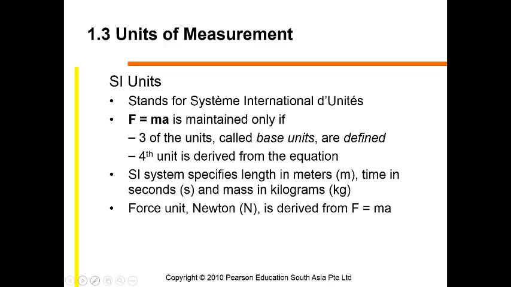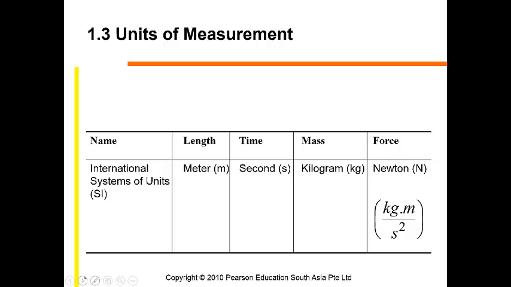SI units are used in engineering. Three of the units are called base units, and the fourth unit is derived from the equation. The SI system of units includes meters, seconds, and mass in kilograms. The force unit, Newton, is derived from force equals mass times acceleration. The table in your textbook expresses these base and derived units.